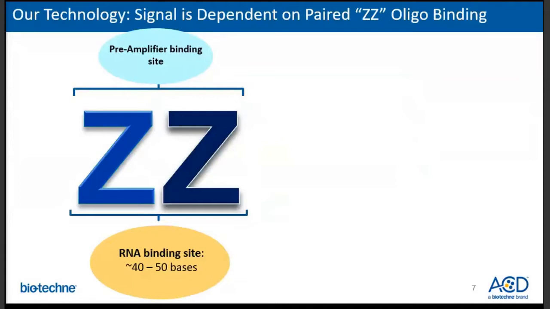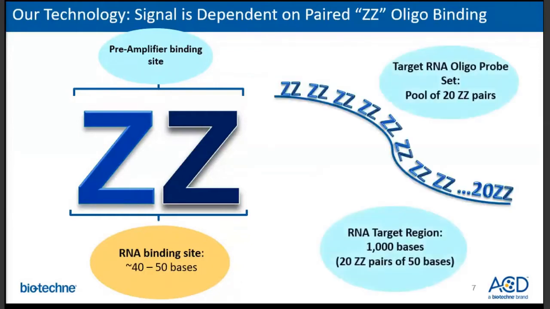And then the next part of the sequence is the preamplifier binding site, which serves as a binding site for the amplifier and the amplification structure that's going to be built. And then we target your particular sequence. The target RNA oligo probe has a full set spanning about 1,000 base pairs, which yields about 20 ZZ oligo pairs for your sequence. So your RNA target typically can be longer than 1,000 base pairs, but we target about 1,000 of those base pairs to get you specific signal for your target.